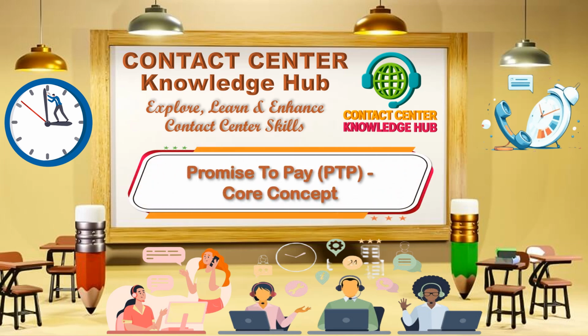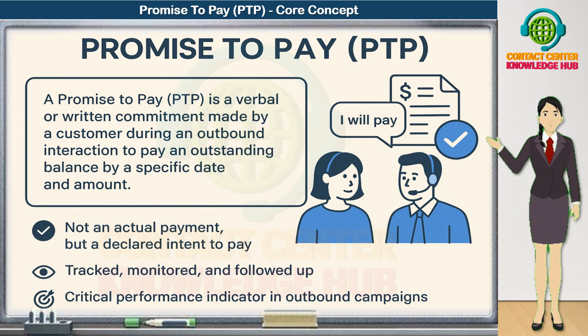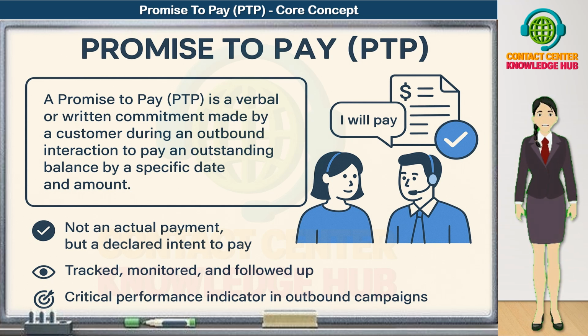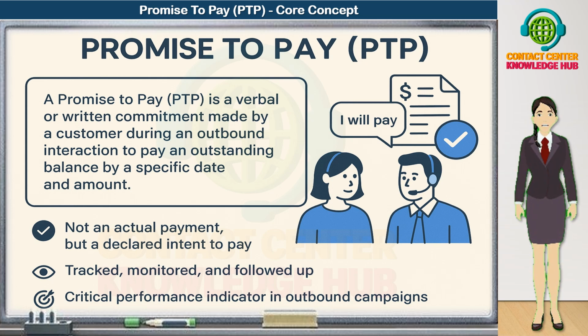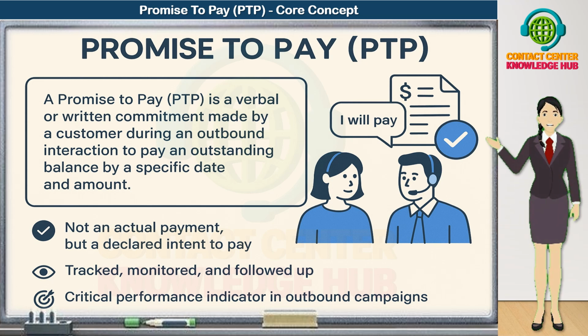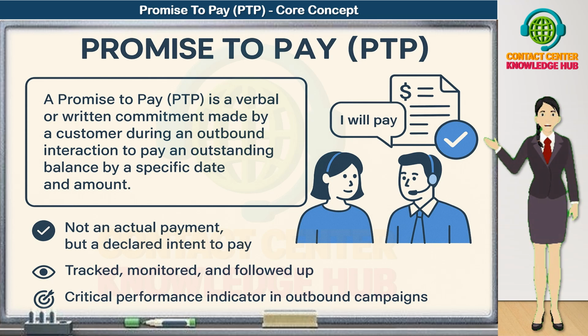Here's a clear and structured breakdown of the promise to pay concept in an outbound call center, especially in collections, payment reminders, and recovery campaigns. Let's begin with a clear definition of what a promise to pay, or PTP, truly means. A promise to pay is a verbal or written commitment made by a customer during an outbound interaction, confirming their intent to pay an outstanding balance by a specific date and amount. It's important to note, this is not an actual payment. Instead, it represents a declared intent that can be tracked, monitored, and followed up to drive successful collections.